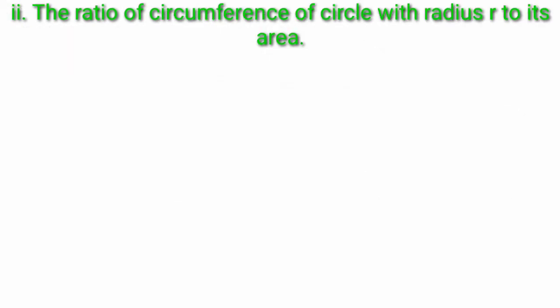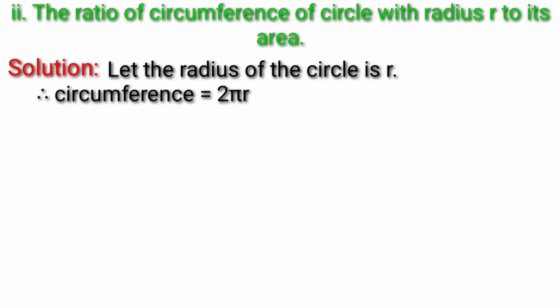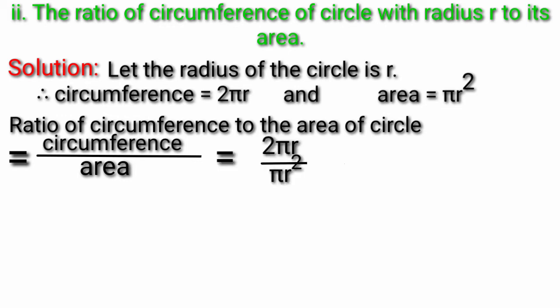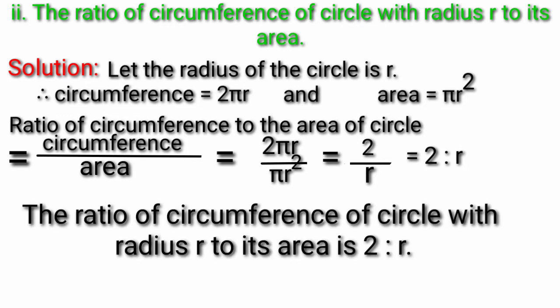Second, the ratio of circumference of circle with radius r to its area. Solution: let the radius of circle be r and therefore circumference is equal to 2 pi r and area is equal to pi r square. So the ratio of circumference to the area of circle is equal to circumference upon area is equal to 2 pi r upon pi r square. Pi get cancelled, r get cancelled is equal to 2 upon r is equal to 2:r. Therefore, the ratio of circumference of circle with radius r to its area is 2:r.